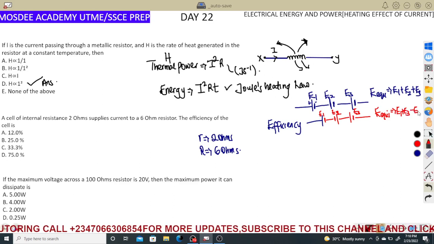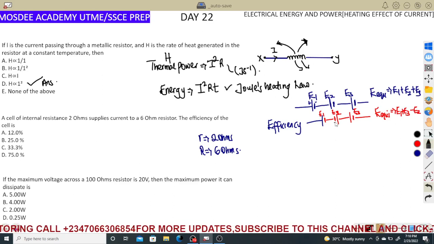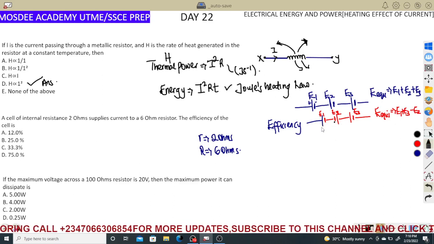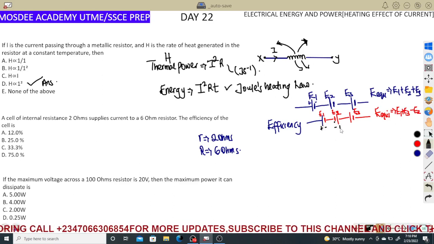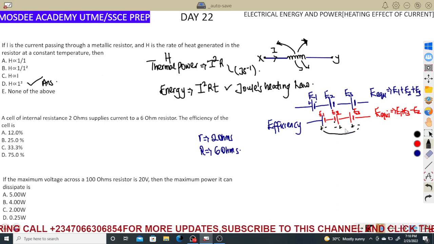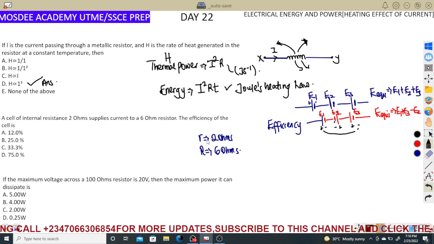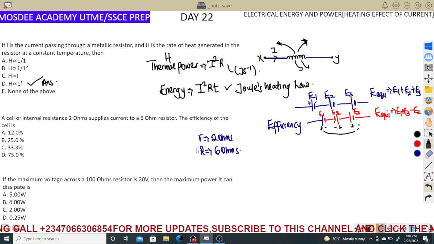Why are we doing this? You have to be careful because the pattern of the question will test you. Look at it: negative, positive; positive, negative; negative, positive; positive, negative. When they are like this, we add. When it is the other way or reversed, we subtract. So that is very important when you are talking about efficiency of a cell.